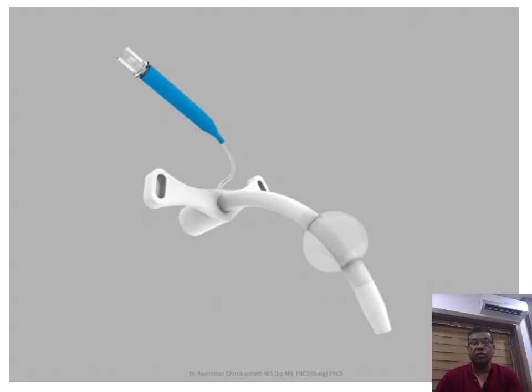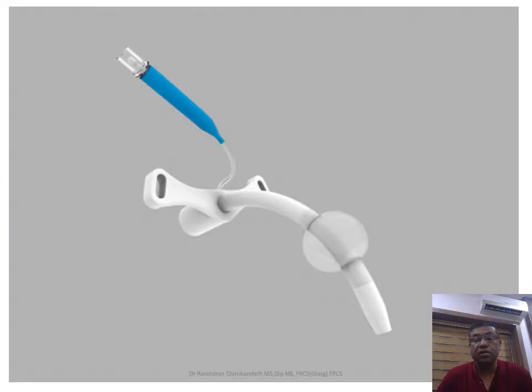This is a nasopharyngeal tube or nasotracheal tube. The nasotracheal tube we use for nasotracheal intubation or as a nasotracheal airway, especially when you have bad faciomaxillary injuries. To get an initial airway access in a suspected cervical spine injury, you can use this tube.